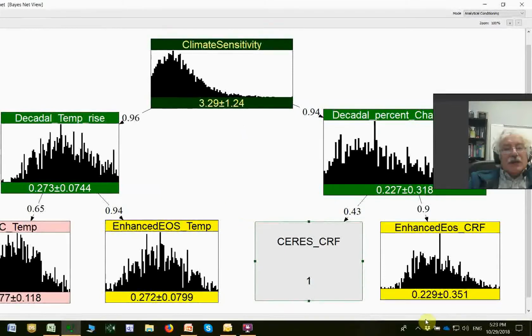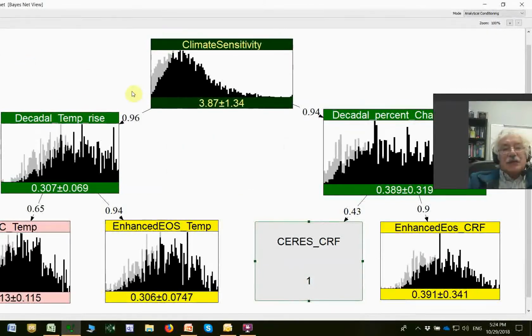So that's a reasonably high value for this, it turns out. So how will this observation affect our knowledge of all of the other things in this graph? Well, that's simply a question of updating this distribution on that information. And we find that equilibrium climate sensitivity in expectation is now 3.87. It's gone up a fair amount.